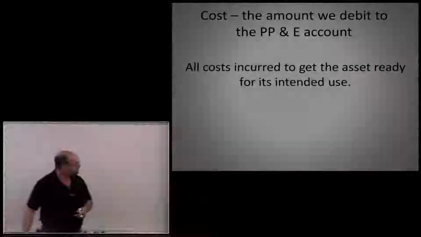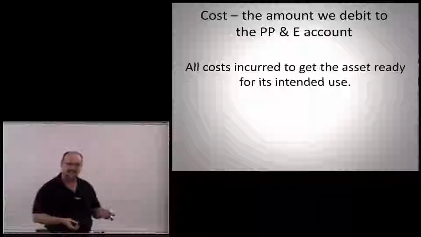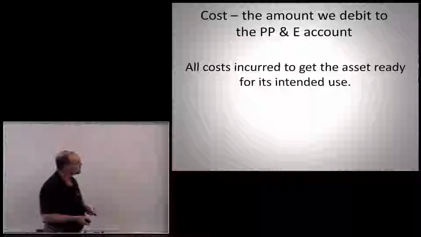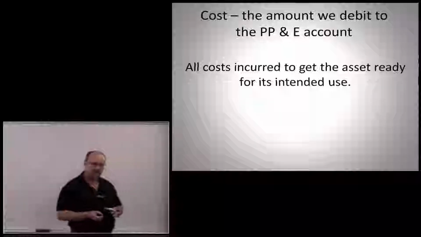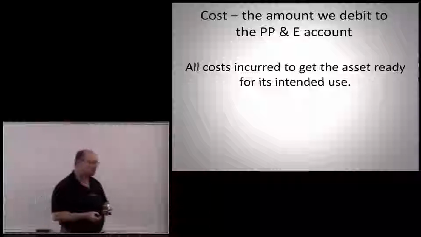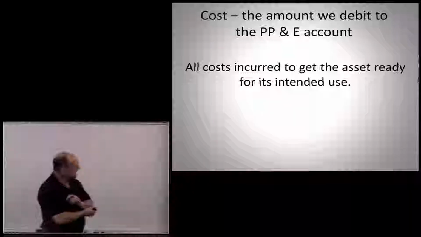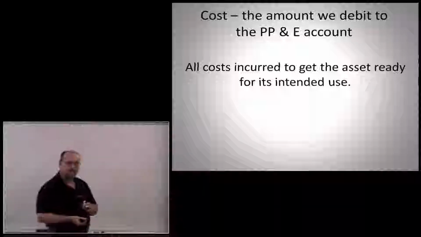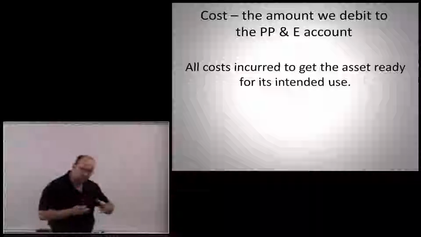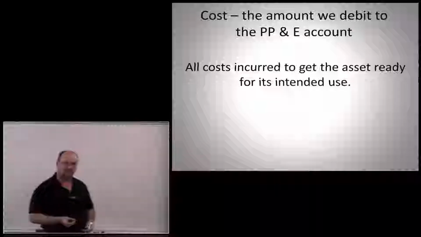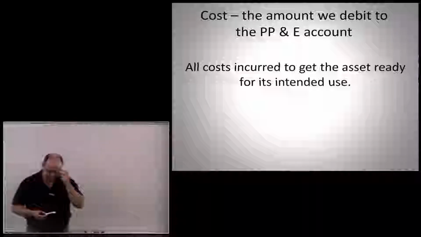Now, there's a few things we need to talk about and define before we get into actual calculations. First, when we talk about an asset's cost, the definition of cost from an accounting standpoint is all costs that we incur to get the asset ready for its intended use. This is the amount that's going to get debited to the fixed asset account, and we're going to depreciate this cost over the useful life.